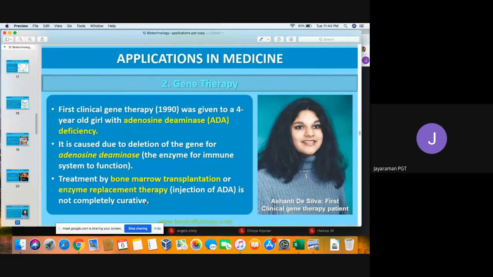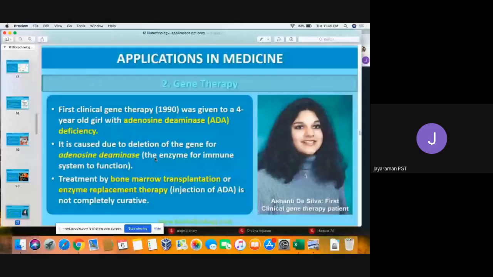Any mutation or any reason, it is a genetic disease like hemophilia, like sickle cell anemia. So these are genetic diseases. Faulty gene. The gene is deleted. The enzyme for the ADA is not produced. So the enzyme for the immune system to function is not available.